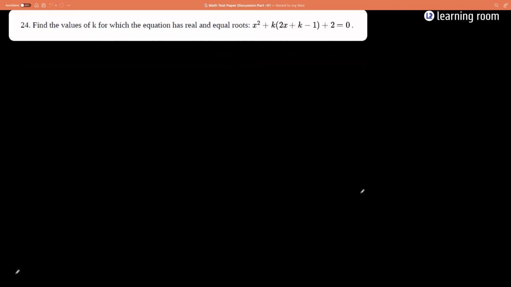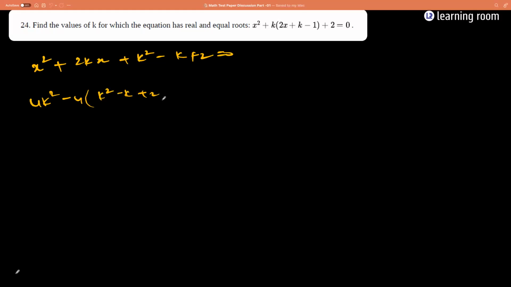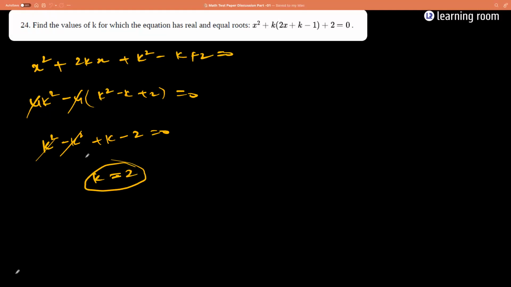Find the values of k for which the quadratic equation has real and equal roots. So b square minus 4ac is equal to 0. Now b square is equal to 4ac. So first convert it to a standard form: x square plus 2kx plus k square minus k plus 2 is equal to 0. So b square is 4k square, minus 4 into a into c, which is k square minus k plus 2, is equal to 0. So 4 and 4 will get cancelled. k square minus k square plus k minus 2 is equal to 0. So k will be 2.